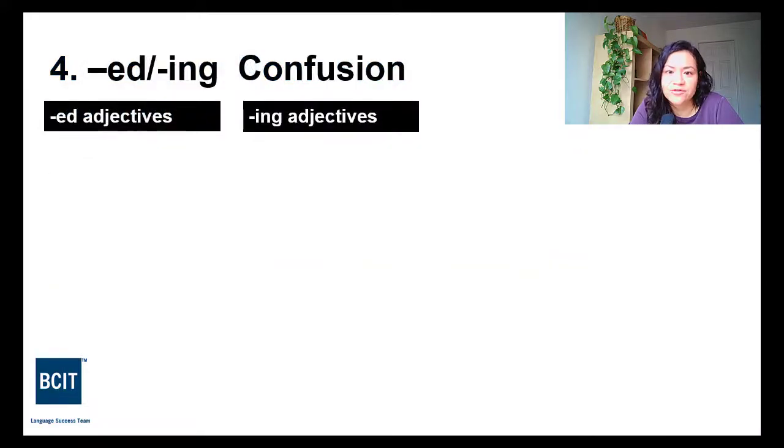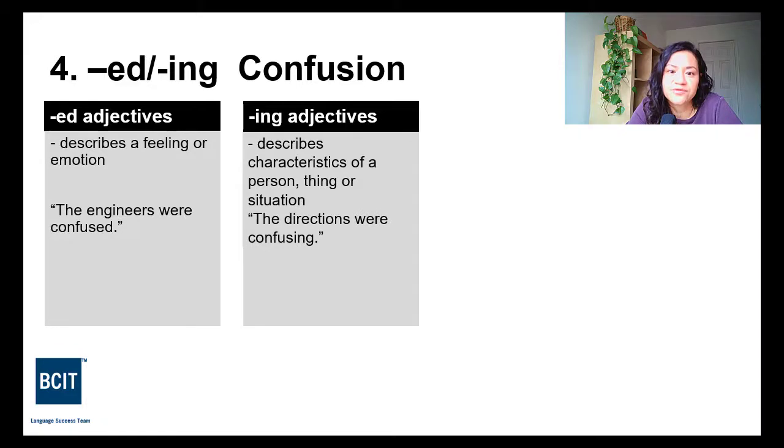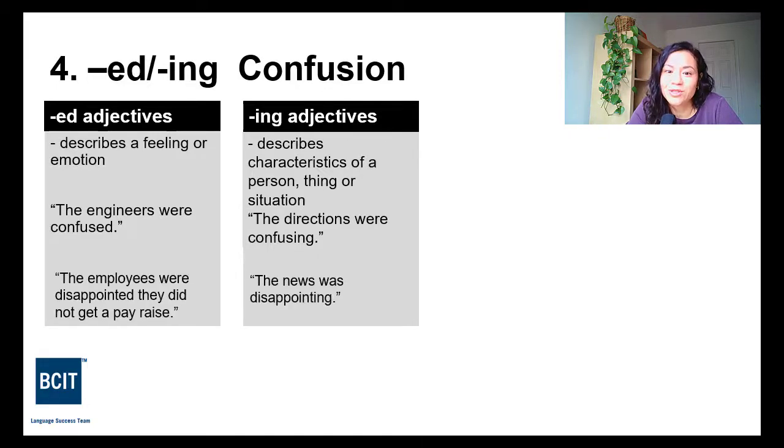The last and one of the most common word form errors has to do with adjectives, confusing the ed and the ing endings. Generally, the ed ending means that the adjective describes a feeling or emotion. The engineers were confused. Generally, the ing ending means that the adjective describes the characteristics of a person, thing, or situation. The directions were confusing. Another example, the employees were disappointed they did not get a pay raise. And the news was disappointing.